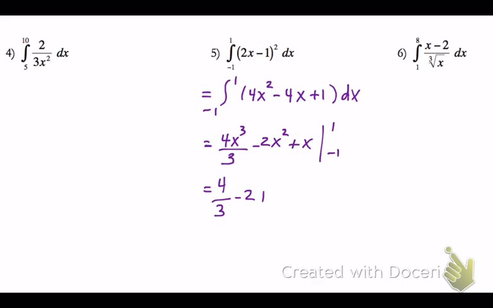minus 2 plus 1 minus, and look how I'm putting parentheses around this because I don't want to forget to distribute that negative, and I promise you, I'll say it as many times as I possibly can because a ton of you will make that mistake if you don't put those parentheses. So minus, when I plug in -1, I get 4 times -1 cubed over 3 minus 2 times -1 squared plus -1.